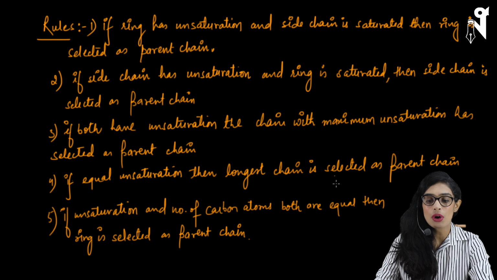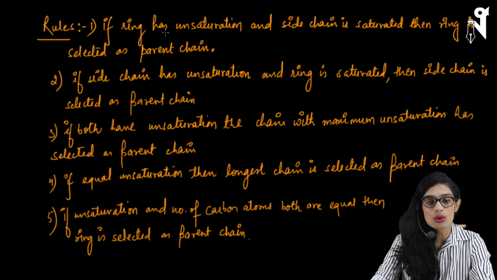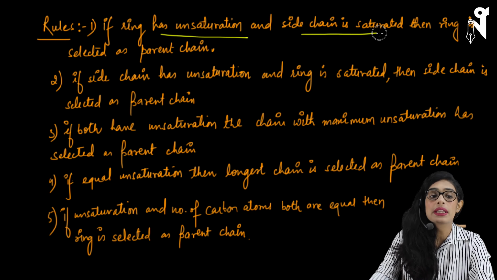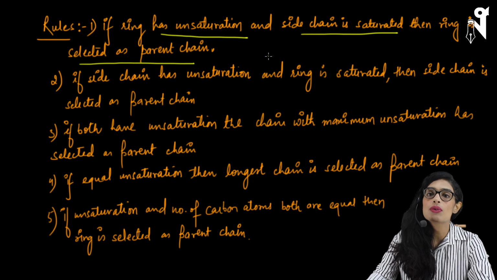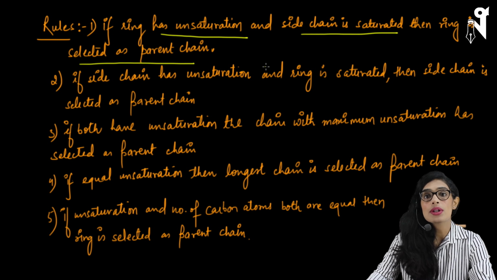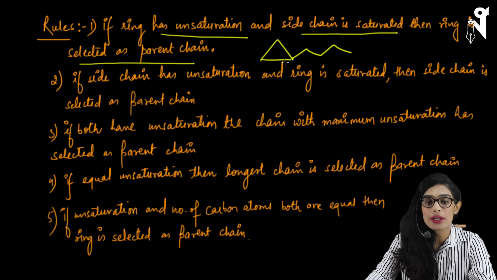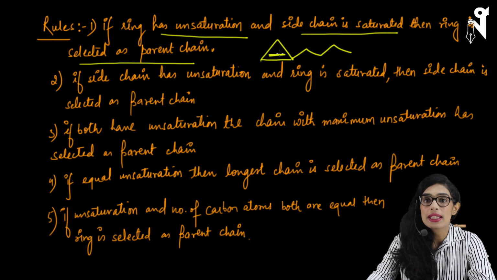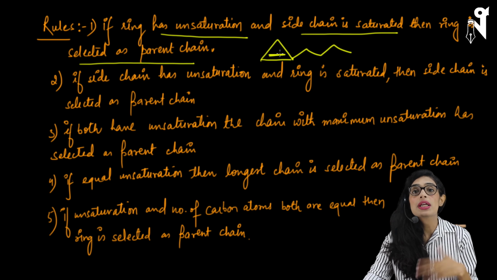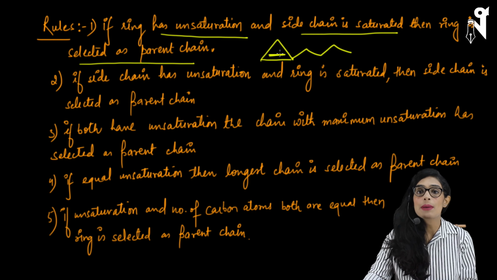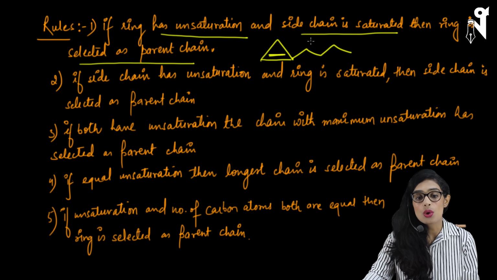So the first rule is, if the ring has unsaturation and the side chain is saturated, then the ring is selected as the parent chain. Let me give you a very quick example, though we will do all these rules in detail with different examples. Let's say I have this ring and a side chain. The side chain is not carrying any double bond or triple bond, whereas my ring is carrying a double bond or unsaturation. In that case, irrespective of the length, my ring is going to be the parent chain and my branch is going to be this open chain.